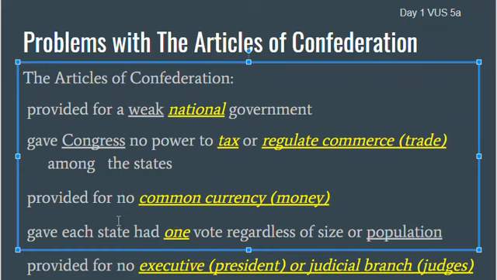They have to compromise. But also, with the Articles of Confederation, there was only one branch of government, which was legislative. There was no president. There was no judicial branch, which is judges, to make sure things are fair. So ultimately, the Articles of Confederation did not work.